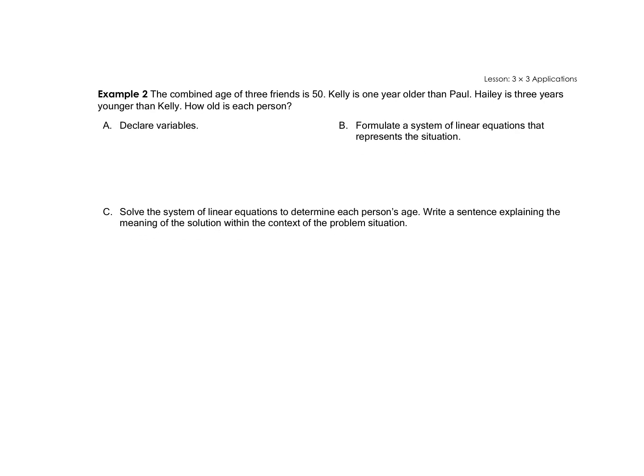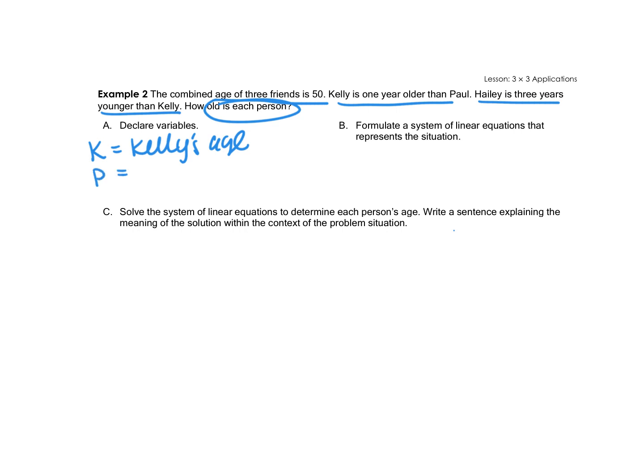Okay, example 2, the combined age of 3 friends is 50. Kelly is 1 year older than Paul. Haley is 3 years younger than Kelly, and how old is each person? So we're gonna declare our variables, which means just define them so that way you know which variable represents what. So K is gonna stand for Kelly's age, P is Paul's age, and H is gonna be Haley's.